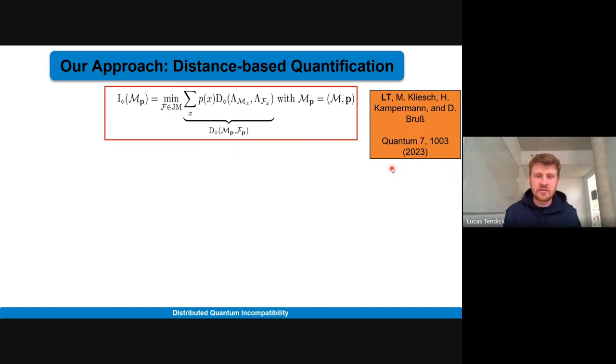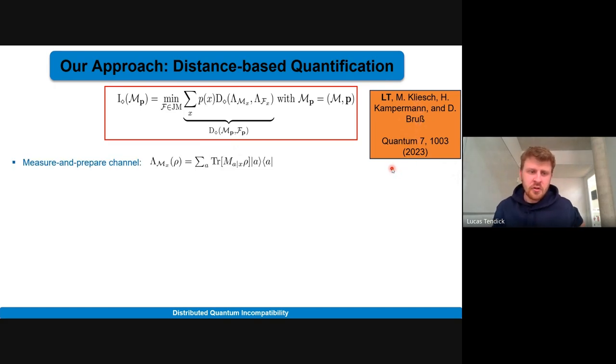So what's the idea of this quantifier? We have a measure and prepare channel, which we use to associate to every POVM just one channel, which is a one-to-one mapping.